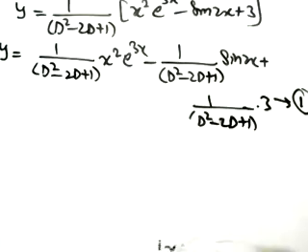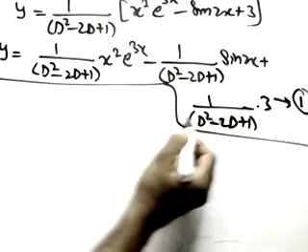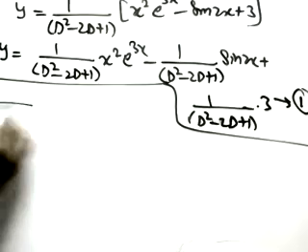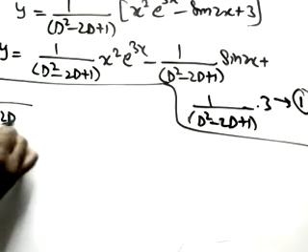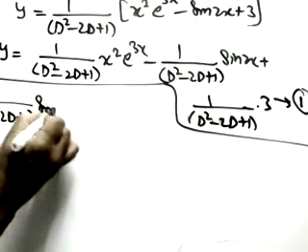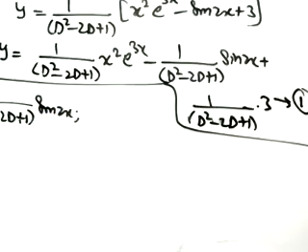Second value we are having sine 2x. Okay, let me continue this one. See here, I'm continuing here. Watch carefully. Now the second one is minus 1 divided by D square minus 2D plus 1, into sine 2x.